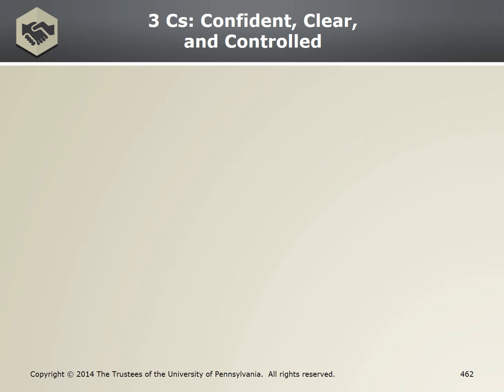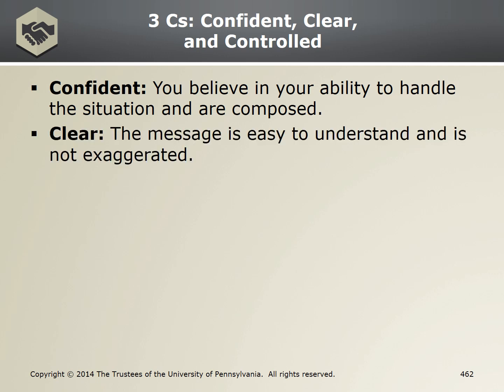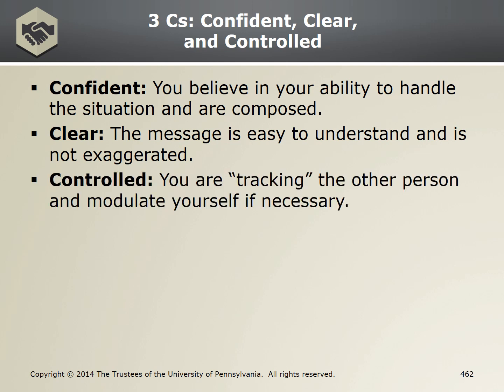In defining the three C's, confident refers to the speaker and how he or she approaches the conversation. Clear refers to the message. Is it concise and does it relay the problem? Controlled refers to the relationship. You have to ensure that you are tracking the other person and changing your word choice, body language, tone, etc. to keep the conversation productive.